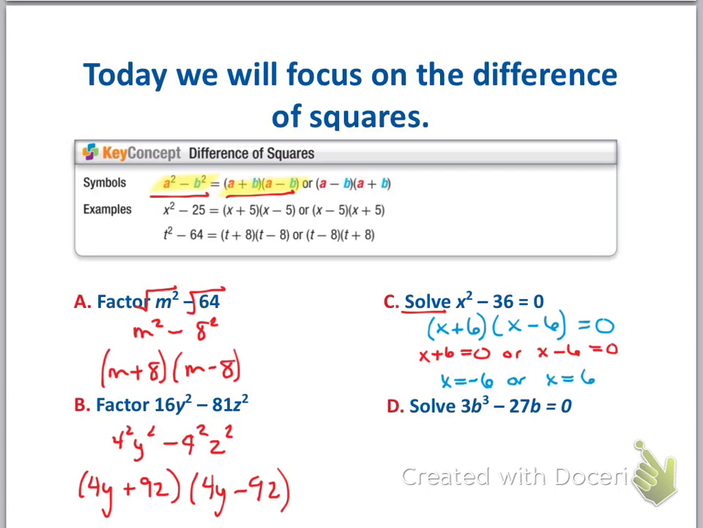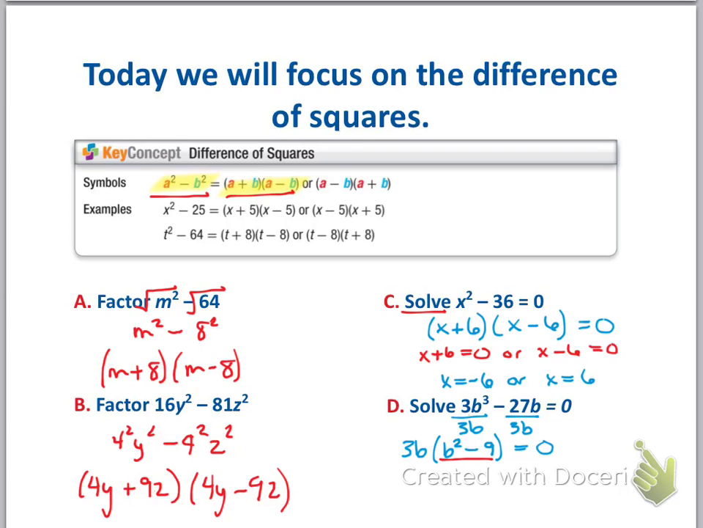All right, first thing I notice is it's not the pattern. It's not something squared minus something squared. However, I see a common factor. I can divide out a 3b. So I'm starting with dividing out the 3b. That gives me 3b, b squared minus 9 equals 0.